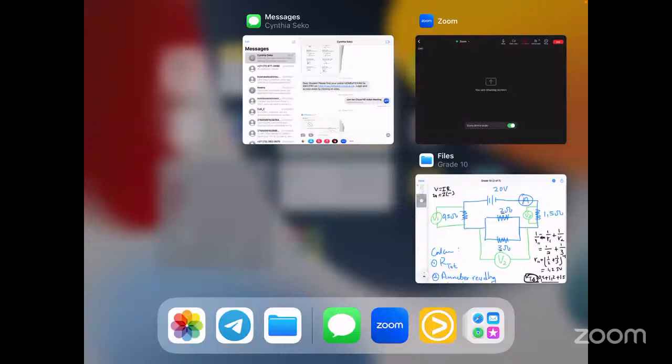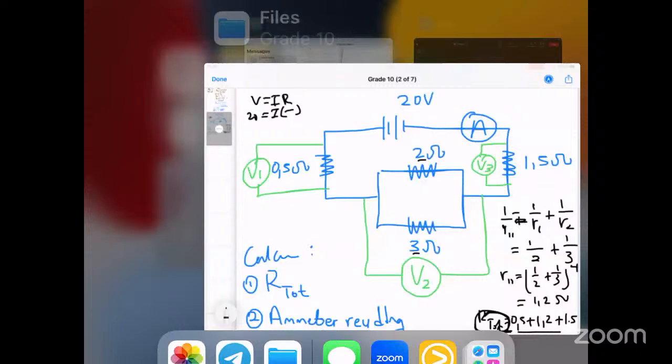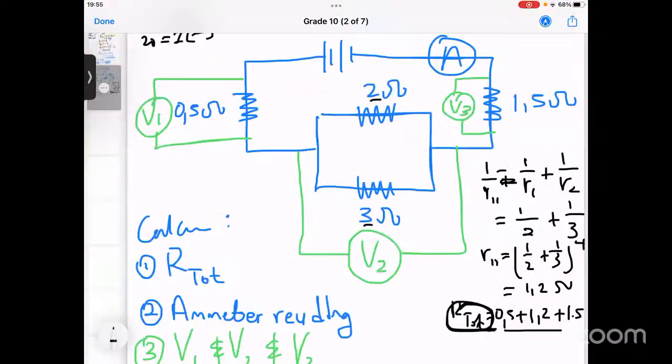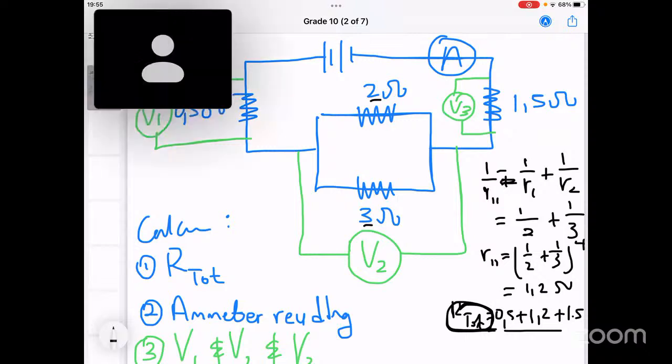The last question, it just says V1, V2, and V3. You just use that formula of V is equals to IR. And then you know what the current is, the R, you check. Where is V1 connected? It's connected on the 0.5. Where is V2 connected? It's connected on the parallel. That means you use the R for the parallel. What about V3? V3 is connected on the 1.5. That means you use the current, the R for the 1.5. I've just given you a hint there.